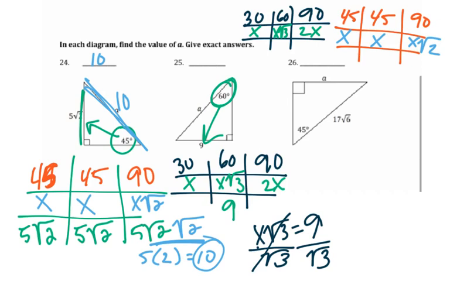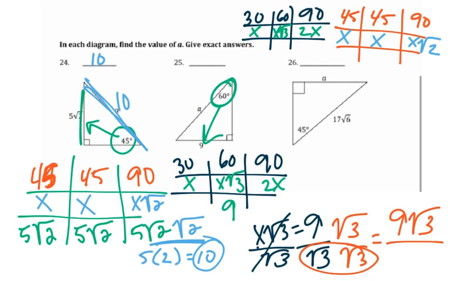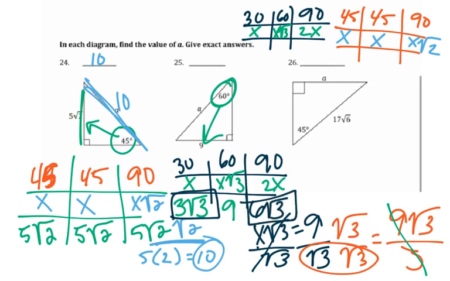I can't have a square root of 3 on the bottom, so it's called rationalizing the denominator. So the top becomes 9 root 3. The bottom becomes root 3 times root 3, which is root 9. Square root of 9 is 3. This divides, 9 divided by 3 is the number 3 root 3. Then the side across the 90 takes this x value and doubles it, so that becomes 6 root 3. It's asking for a, which is across from the 90, which is 6 root 3.